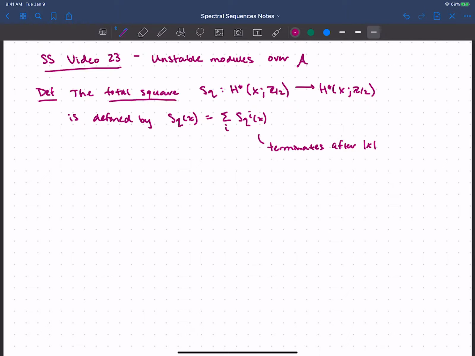Okay, and the Cartan formula, which told us how to compute the squares on a product, you can use that to show that this total square is a ring homomorphism. So that's really the reason that it's nice to collect all of these up together. We get this nice ring homomorphism from the total square, whereas our Sq^i, of course, are not.